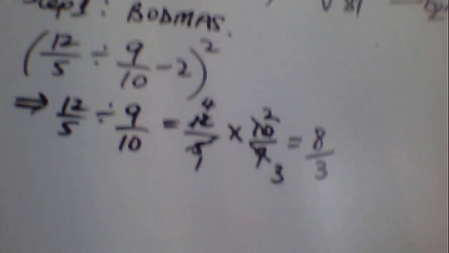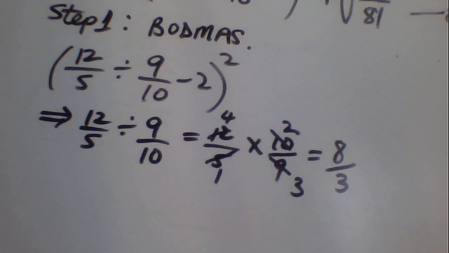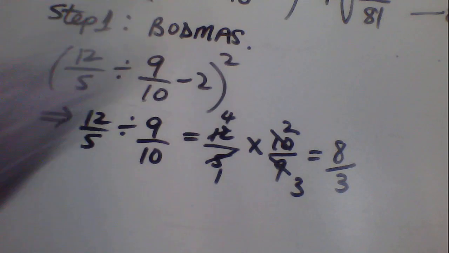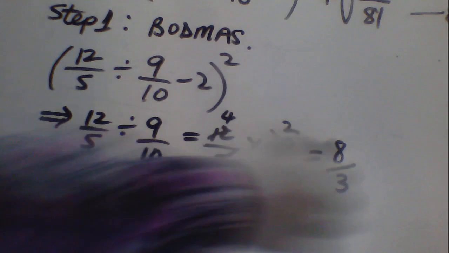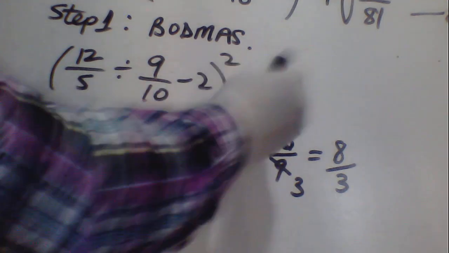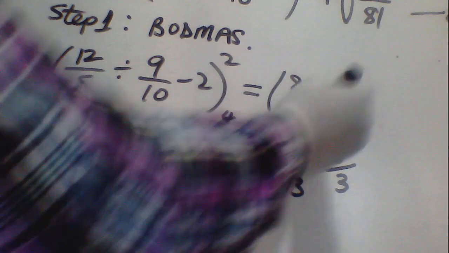Now we have simplified the first two numerical fractions in the bracket. The next thing is addition. There is no addition here, so the next is subtraction. Therefore, this value here, I can write it here, is the same as 8 over 3 minus 2 squared.